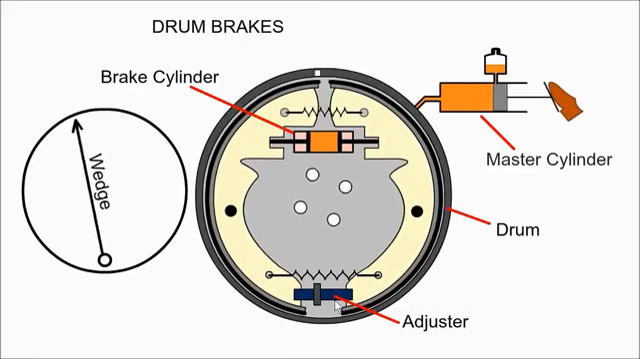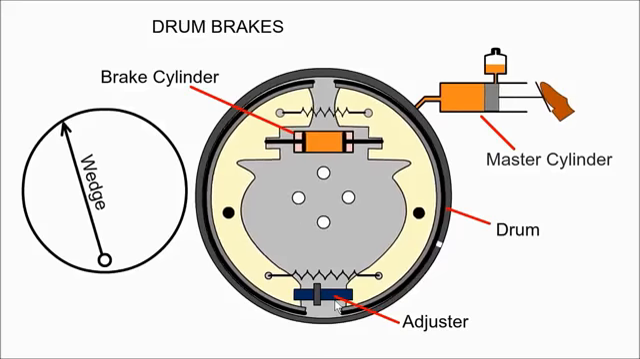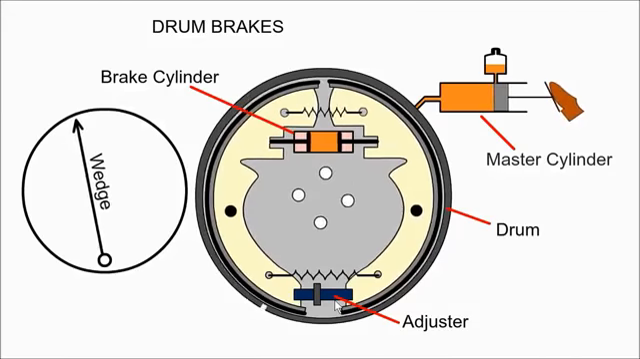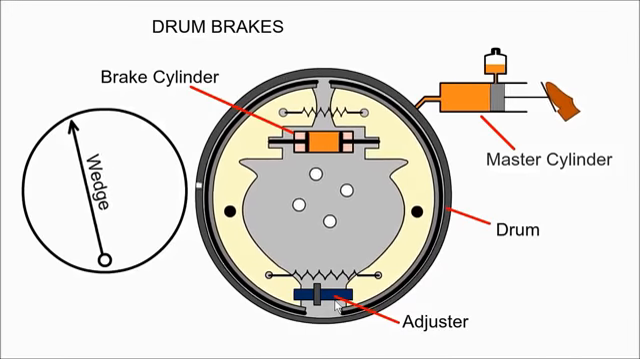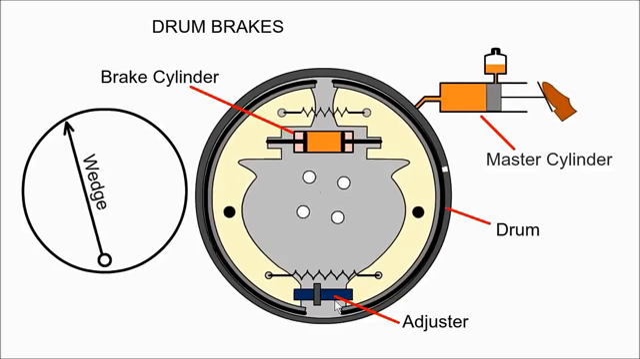Drum brakes are more difficult to inspect, service or cool. Under heavy braking, the brakes will heat and become less effective. This is called brake fade.